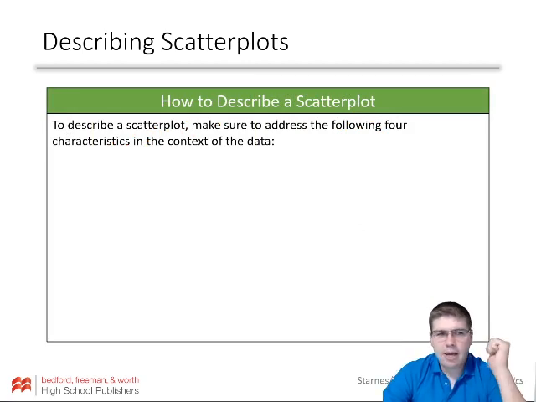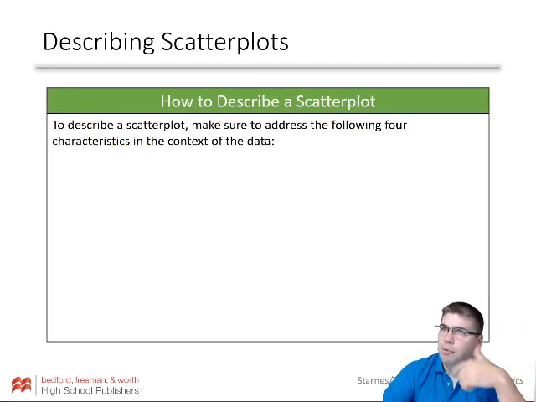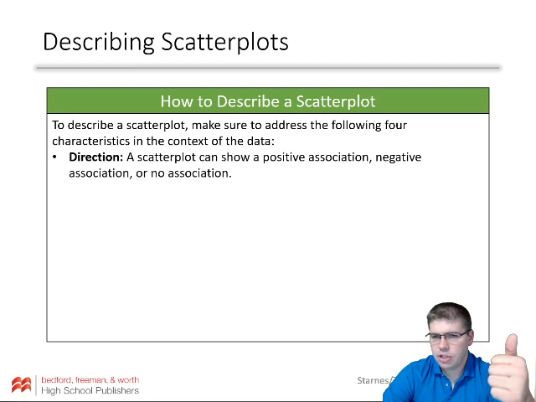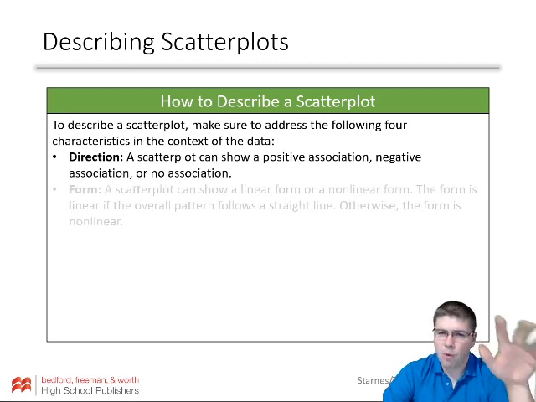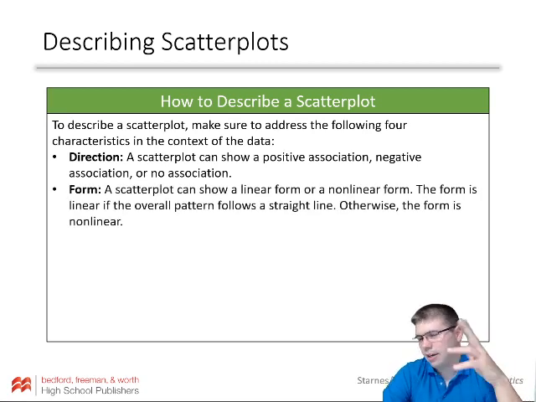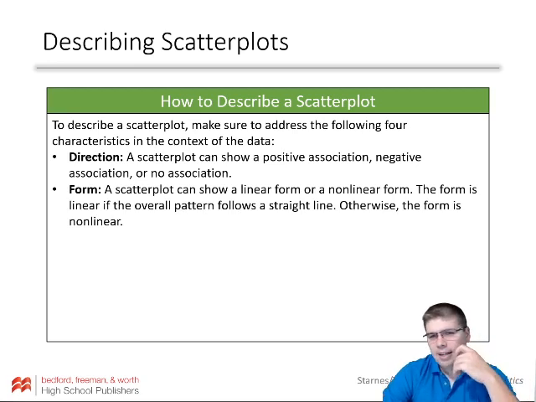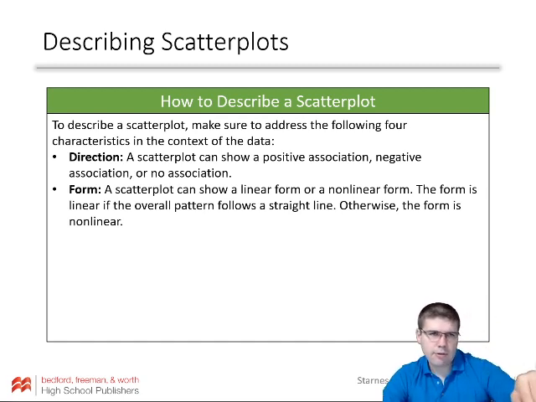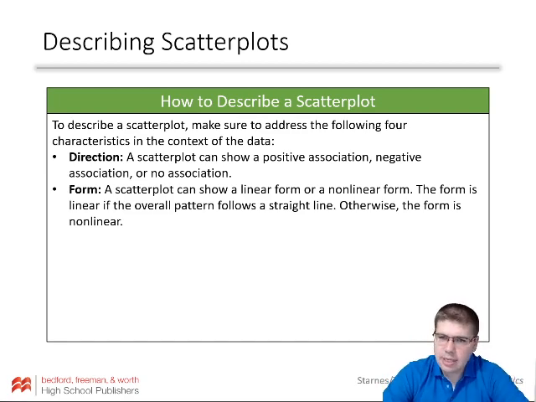But when we describe a scatter plot, similar to how we had shape, center, and spread before, now we want to make sure we describe the direction of the relationship. We want to describe the form. So this is also kind of part of shape. It's three things. So the form, does it appear to be a linear or a nonlinear form? Is it curving? What type of pattern do you see there?